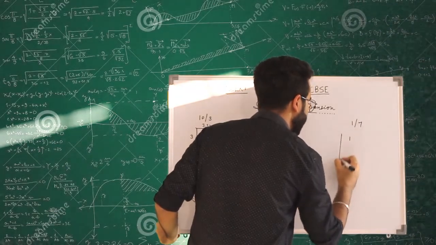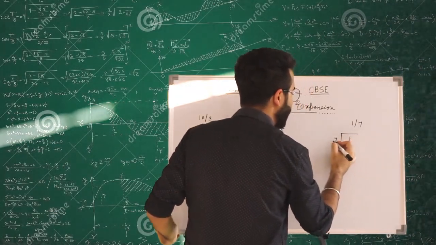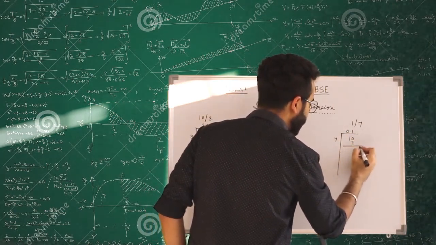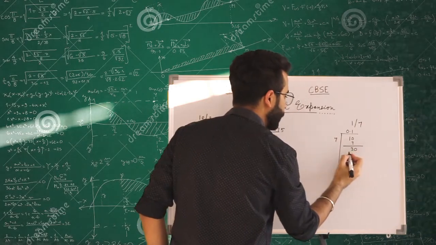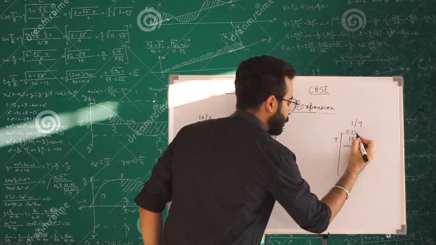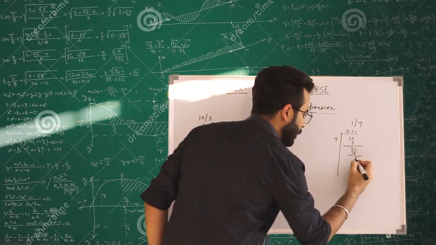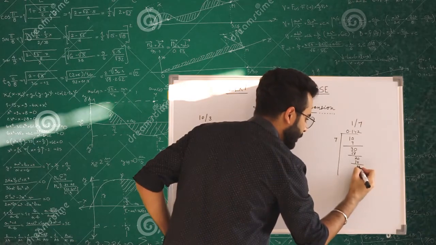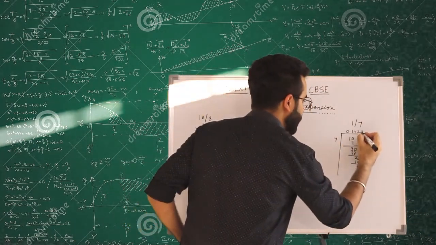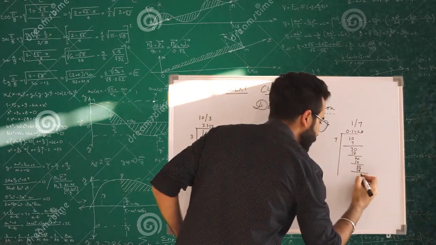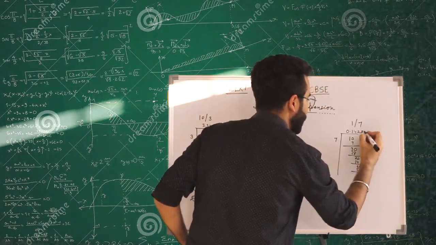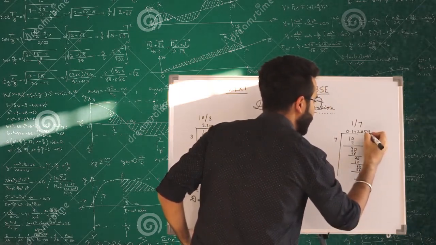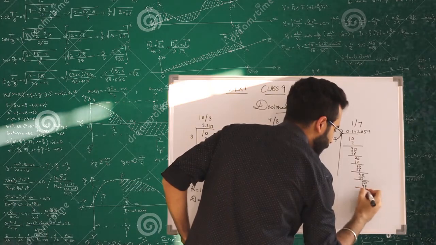That is 1 by 7. Now 1 is less than 7, so I'll put a 0, decimal. 7 1s are 7. 3, 0. 7 4s are 28. 2, 0. 7 2s are 14. 6, 0. 7 8s are 56. 4, 0. 7 5s are 35. 5, 0. 7 7s are 49. Now I'll get 1 as a remainder.